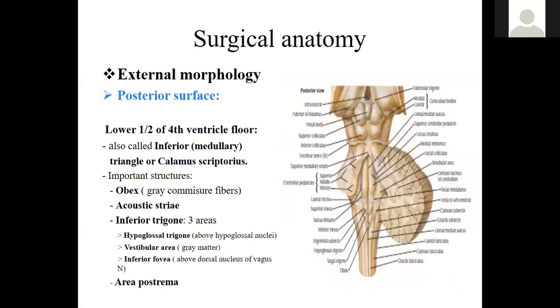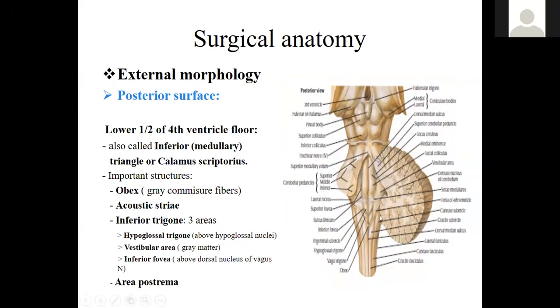Going more into detail concerning the lower half of the fourth ventricle, the fourth ventricular floor, because we know that during surgical procedures, there are certain procedures at the level of the medulla oblongata that entail an intraventricular approach, precisely those concerning this lower half of the fourth ventricle. This lower half is also called the inferior or medullary triangle of the fourth ventricle, or the calamus scriptorius, and it presents important structures such as the obex, which is made up of the gray commissure fibers.